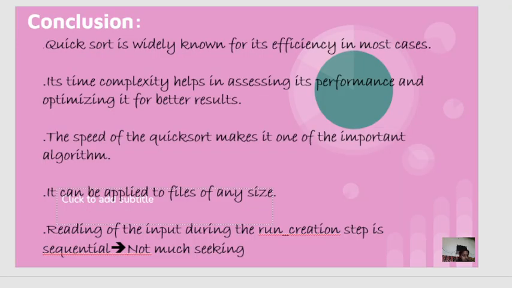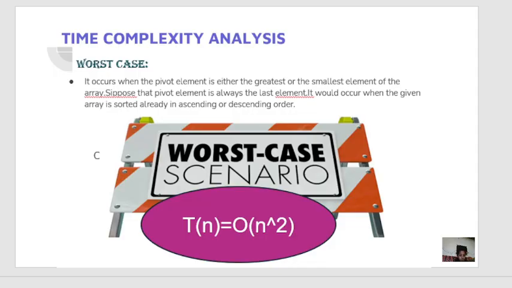Then conclusion. Usually in the worst case, all splits will be skewed to the extreme, and one of the two subarrays will be empty, while the size of the other will be just one less than the size of the subarray being partitioned.